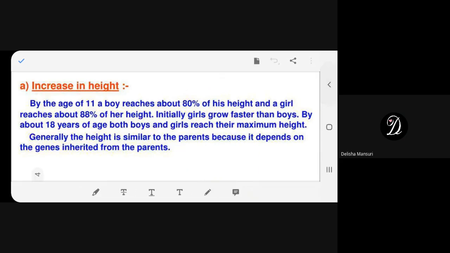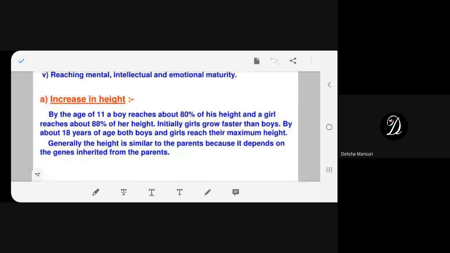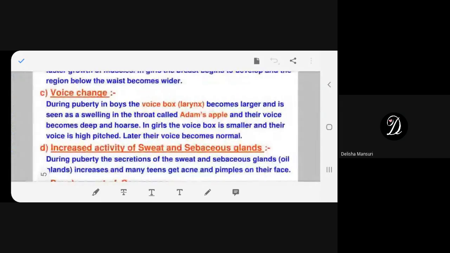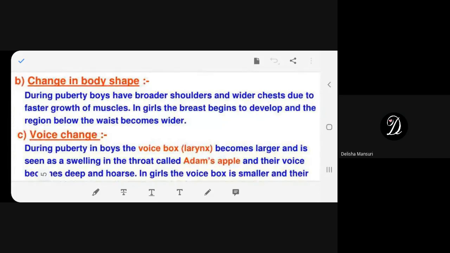Understood better? Any problem regarding this topic, increase in height? Is it clear to all of you? Okay, thank you. Stop me whenever you find that you're not able to understand or things are not clear. You can stop me right in between. Okay?